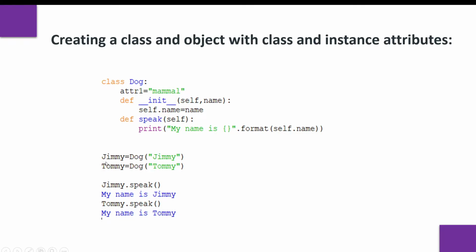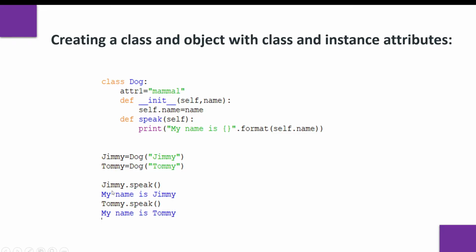Now I declare my object. Object name here is Jimmy is equal to the class name Dog, brackets, Jimmy. Okay, and I declare another object, say Tommy is equal to Dog, brackets, Tommy. Now I call the methods.